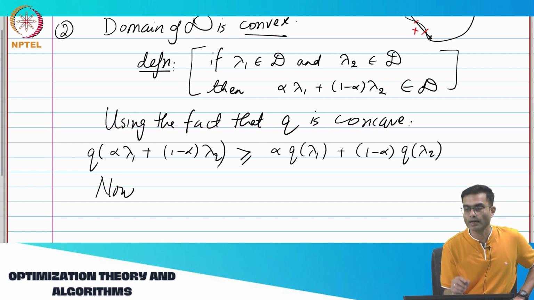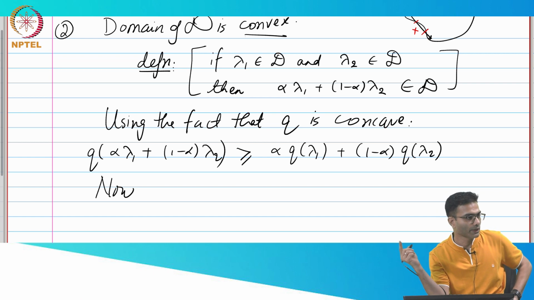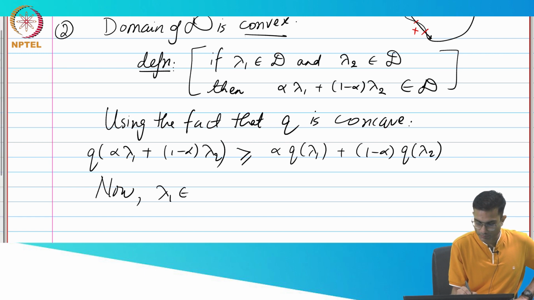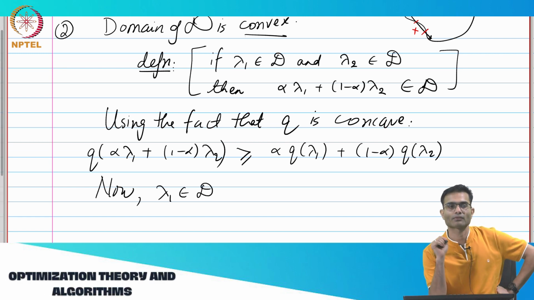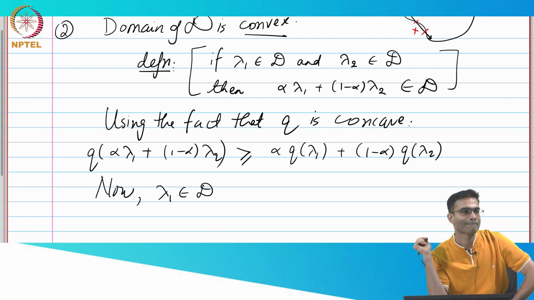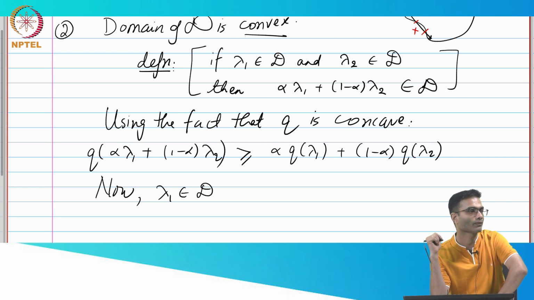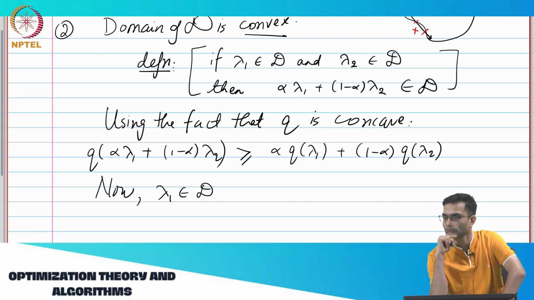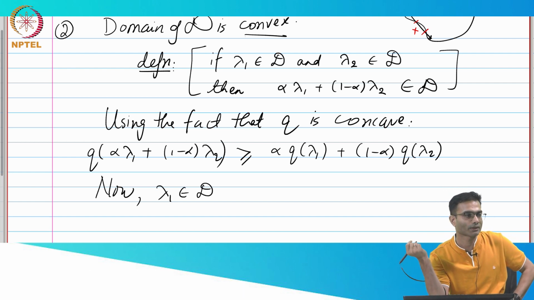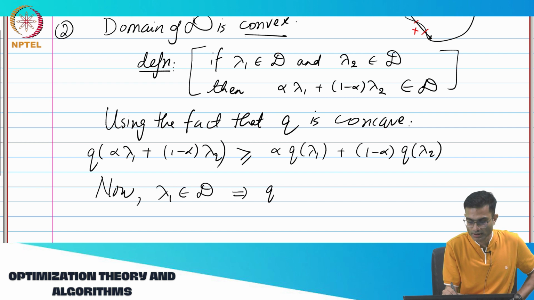Now we are saying that lambda 1 is in D, and lambda 2 is in D. What is the meaning of lambda 1 belongs to D? Operationally, what does it mean? Just go back to the definition of the domain of Q. When do I say that lambda is in D? Q of lambda should not blow up. It should be greater than minus infinity. So if I say that lambda 1 belongs to this set, what does it imply? What does it say for Q of lambda 1?